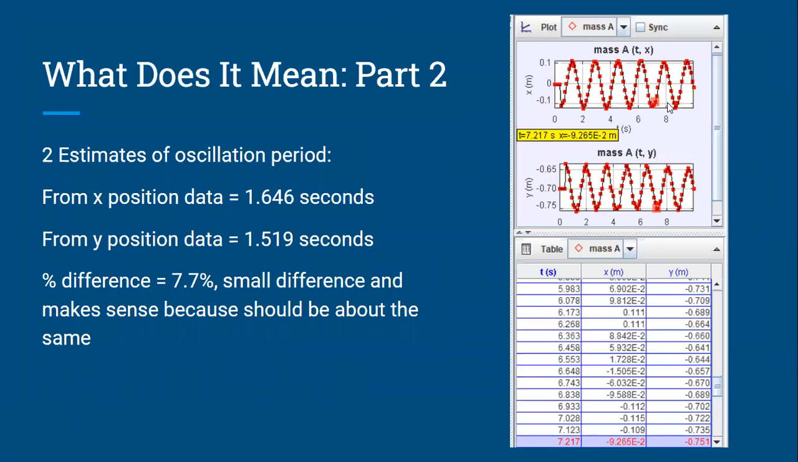For the second part of the "what does it mean" question, we made two estimates of the oscillation period from the Tracker data. So we have our x position and our y position graphs right here. And from the x position, we got 1.646 seconds, and the y position was 1.519 seconds. So the percent difference was only 7.7%. And this makes sense because they should technically be the same. So they were in fact really close to each other.